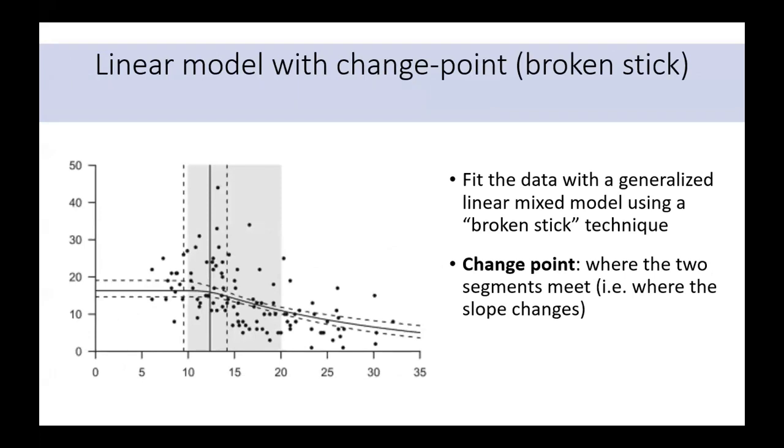Third model, again, we used a generalized linear model. But we did a broken stick analysis. So this is also called a segmented or piecewise analysis. You're essentially plotting the relationship between the environmental gradient and your biodiversity measure, but you're plotting 2 lines of best fit where the slopes of those lines meet or where the stick breaks. This is what we identify as our change point.